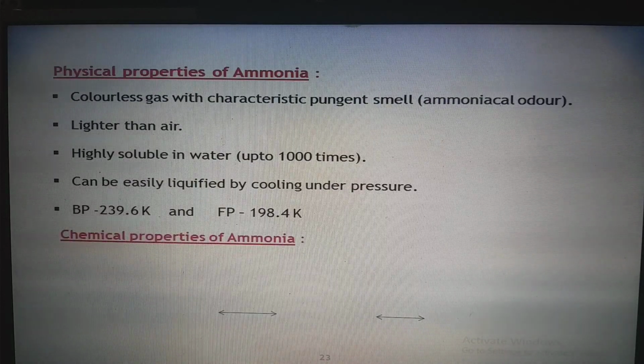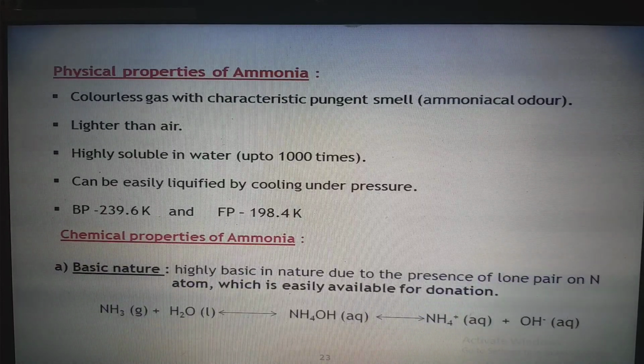Now let us study the chemical properties of ammonia. Basic nature. It is highly basic in nature due to the presence of a lone pair on the nitrogen atom, which is easily available for donation. Ammonia readily dissolves in water to form ammonium hydroxide, which dissociates into ammonium cation and hydroxyl anions. Ammonium hydroxide is a very weak base.